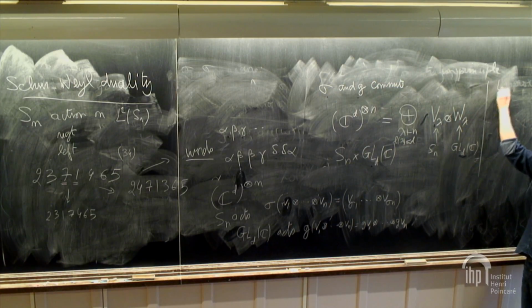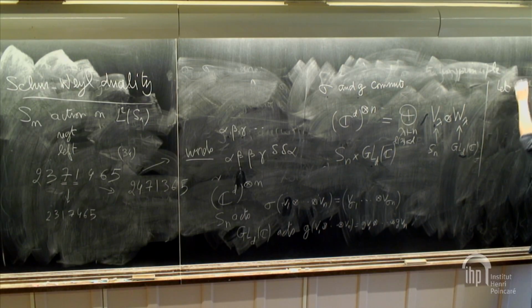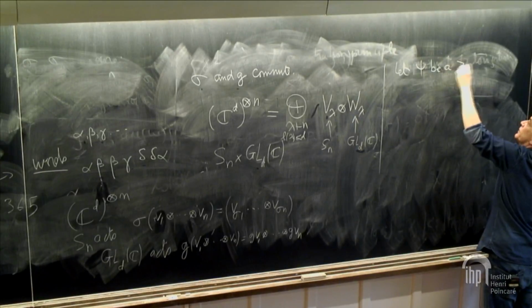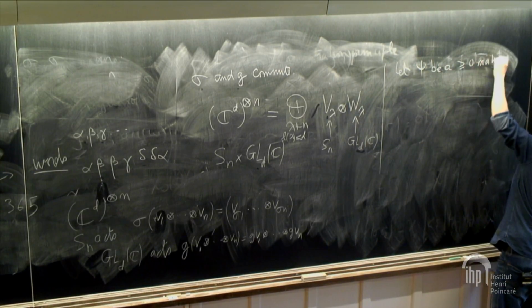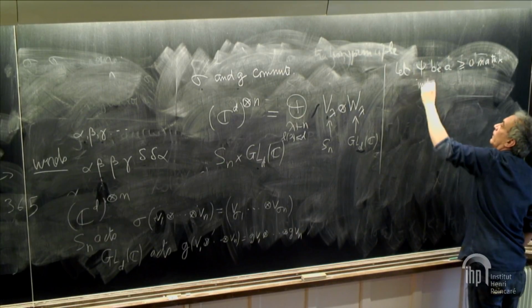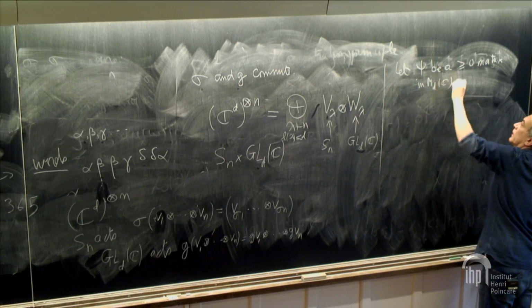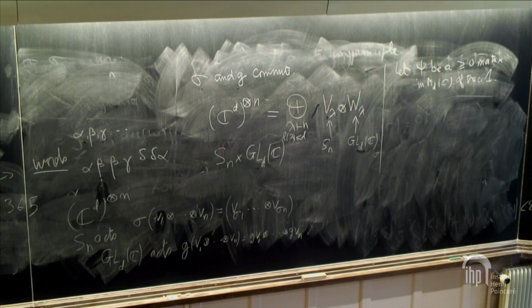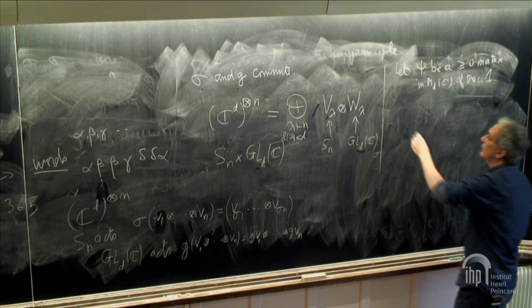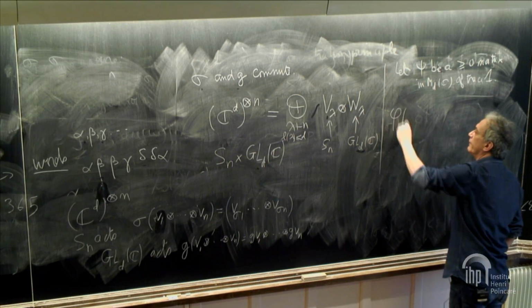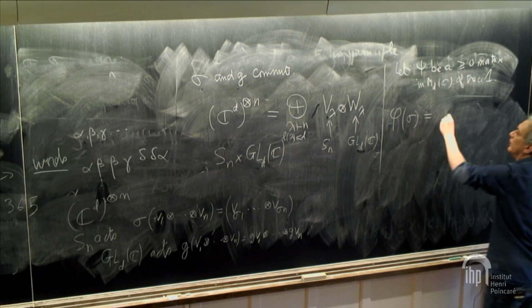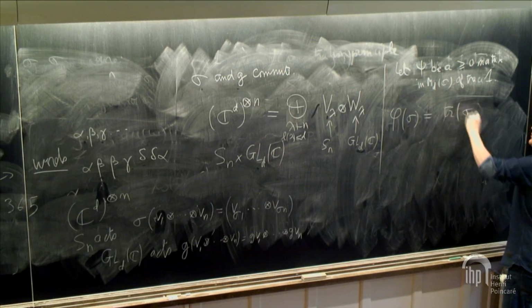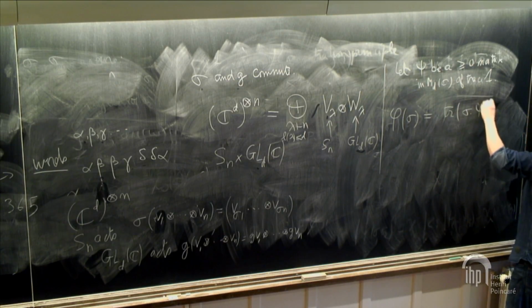So let psi be a non-negative matrix of trace 1. Okay? And let me define the following function. Phi of sigma will be the trace of sigma times psi tensor n.